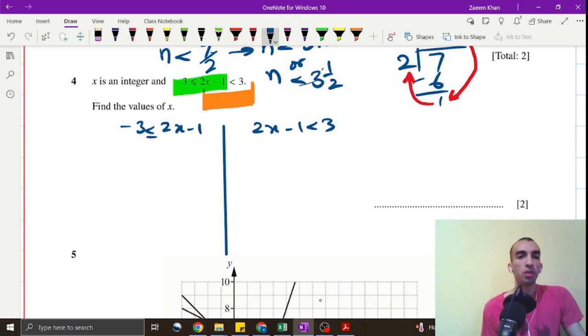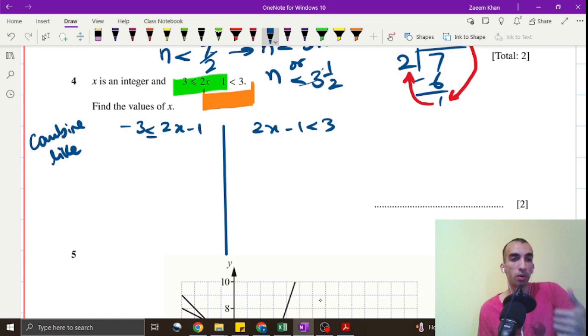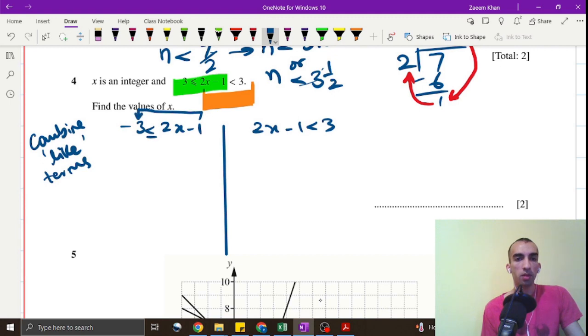The first thing that we do is combine like terms. Like over here is different from a Facebook like button. Over here it means similar. Right? Similar terms are the terms which are alike or similar.